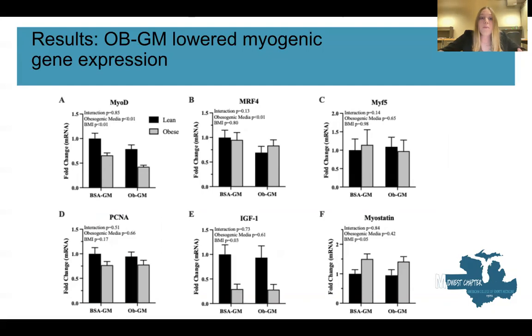For example, the MyoD and MRF4 gene expression in OBGM was decreased by 25% compared to myotubes that expressed MyoD and MRF4 in BSA-GM. Additionally, OB myotubes had an increased myostatin expression compared to lean myotubes.